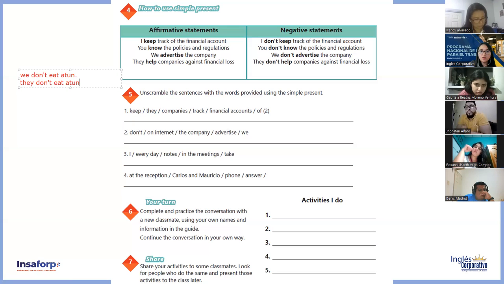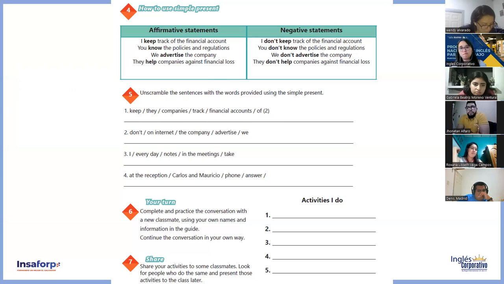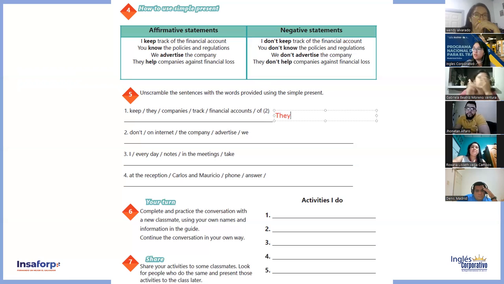Okay, so let's continue with this exercise. Let's order this part. Who wants to try the first one? You try, Jose? Can you try? What goes first? What is the first part of a sentence? They. They, very good. They. Then, they keep. They keep company. They keep track.